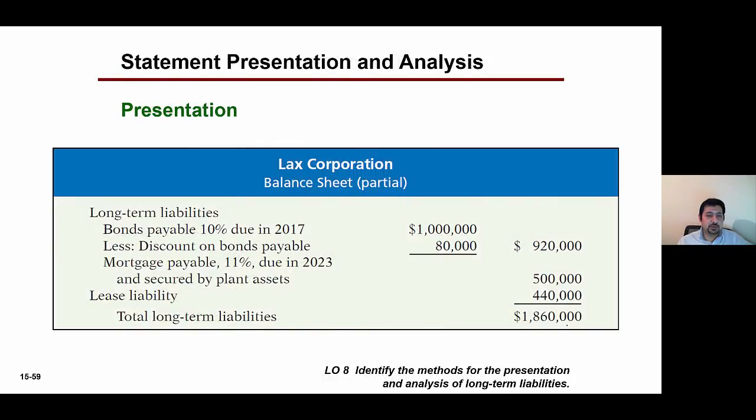The way companies present long-term liabilities, they would include bonds payable, along with, for example, some of the terms. They would also include whether they had a discount or premium, as well as notes payable. In many cases, the companies would keep detailed information in the notes rather than putting everything on the balance sheet. They would put the detailed information as a schedule in the notes of the company.